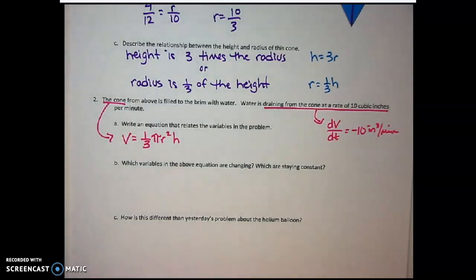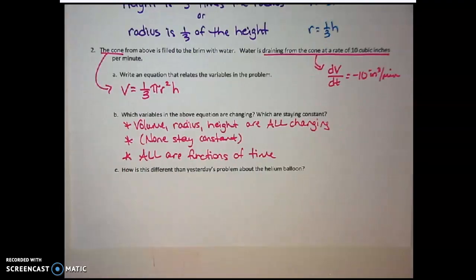So now which of the variables in that above equation are changing and which are staying the same? Well, as water is draining, is the volume staying the same? Is the radius staying the same? Is the height staying the same? Nope, they're all changing. None of them are staying constant, but they all are going to be functions of time. As the minutes tick on, they all change.